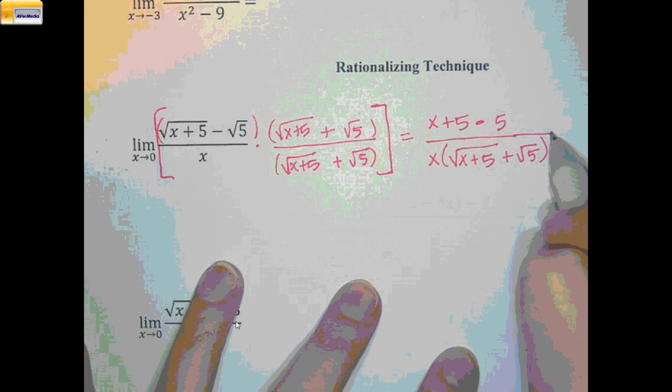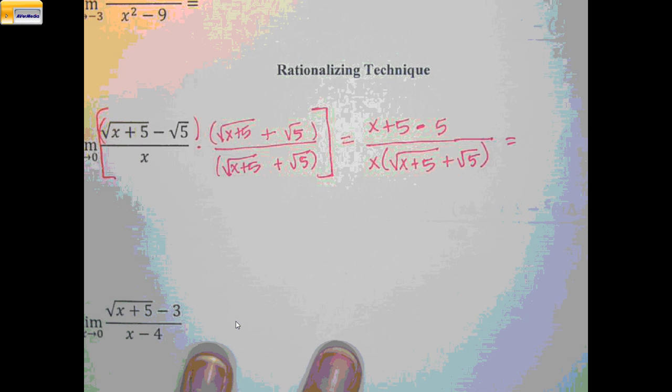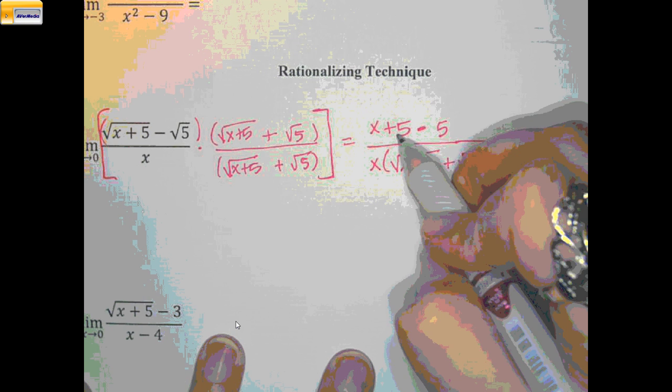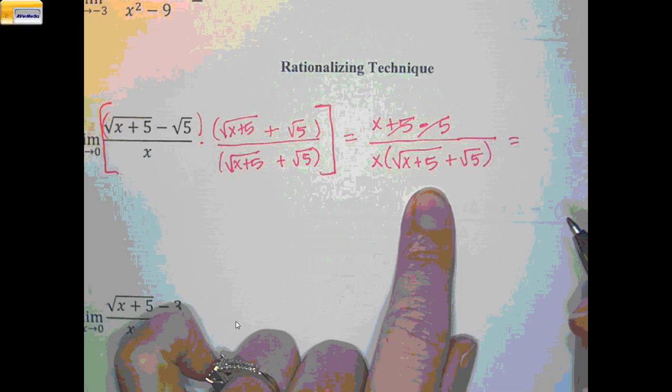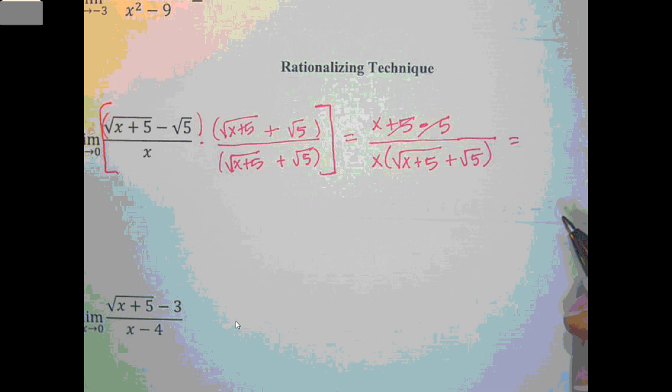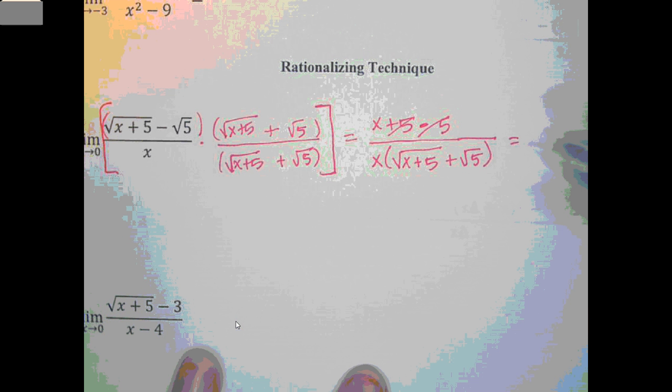What happens on the top? The 5's go away, because 5 minus 5 is nothing. So I have x over x times some stuff. Now what can you do? Yeah, now you can reduce. We can cancel out our x.